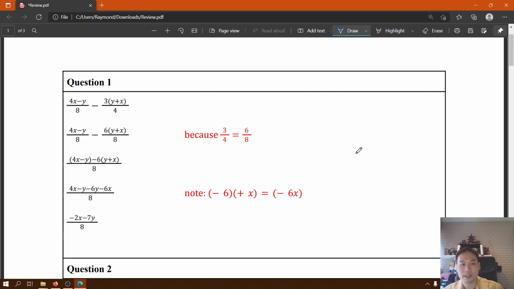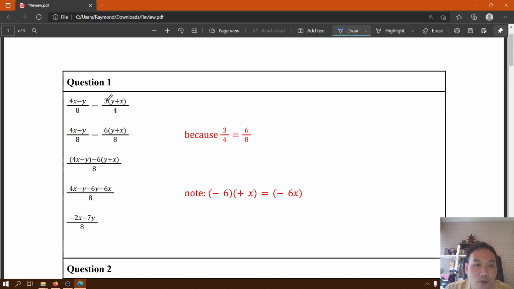So if you look at the denominators, the first fraction is 8, the second one is 4. So the LCM of 8 and 4 is actually 8, right? So the first fraction on the left, we don't have to do anything about it. For the one on the right, how do we convert this such that the denominator is 8? Well, let's examine it closer.